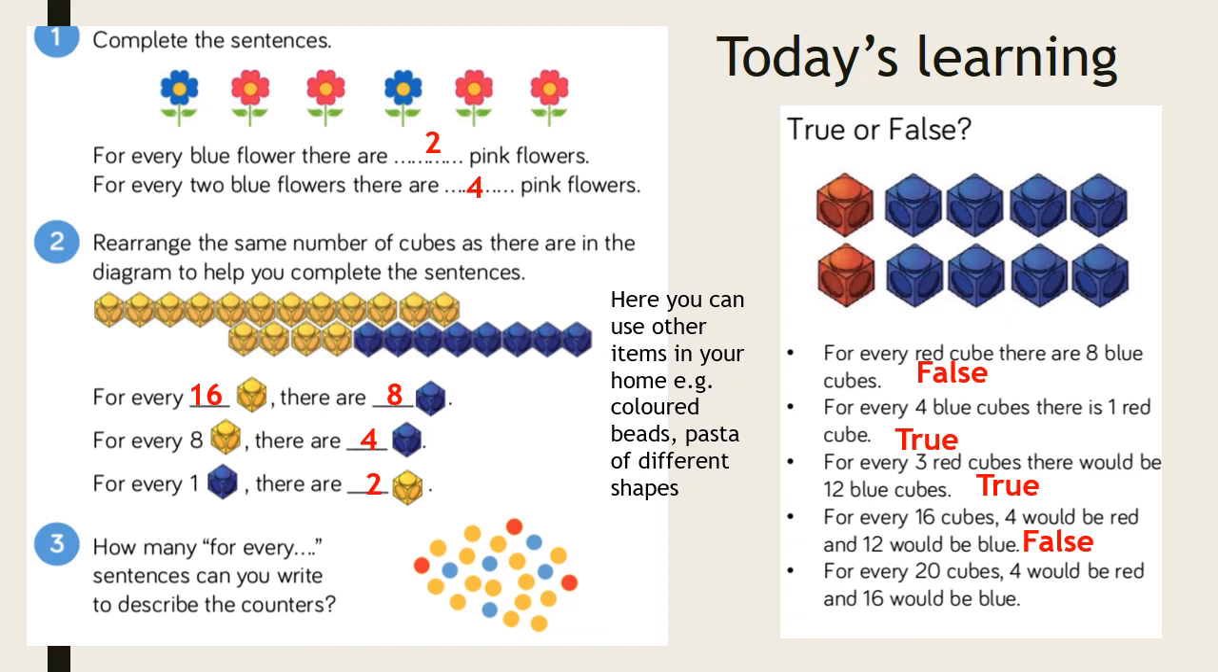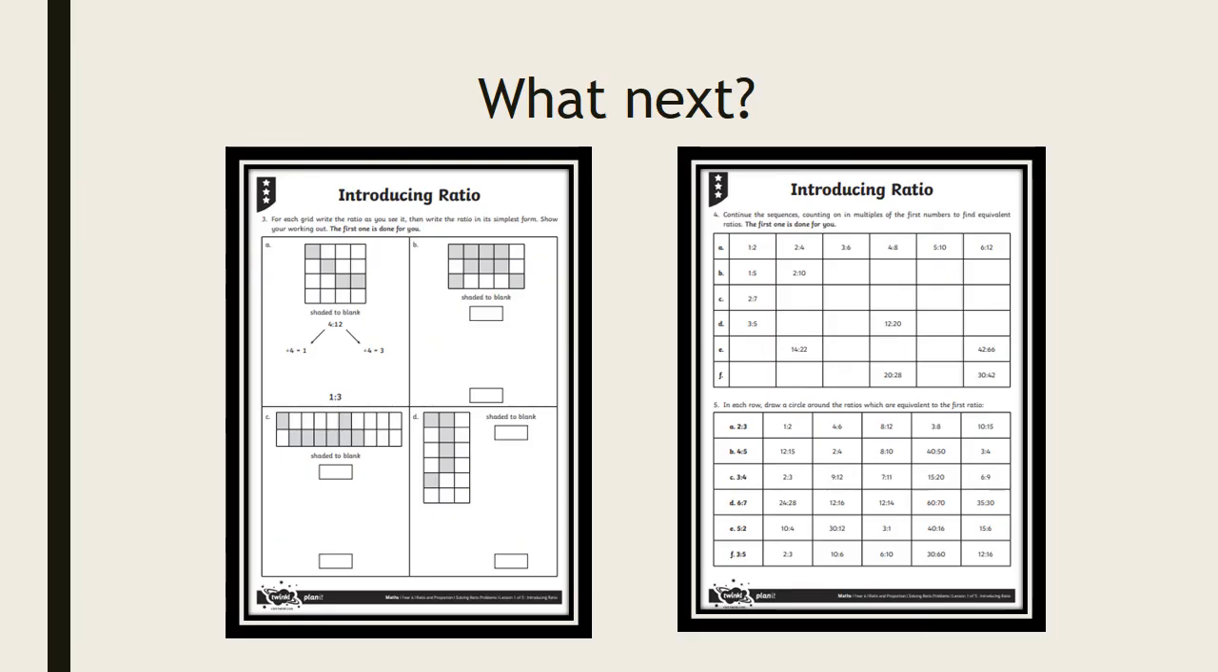And for every 16 cubes, 4 would be red and 12 would be blue. Well, that's not true, because we can see here that out of one group, 1/5 of them are red. 1/5 is red and 4/5 are blue. In that equation, that would be 1/4 is red and 3/4 are blue. And for the last one, for every 20 cubes, 4 would be red and 16 would be blue. That is correct, because that goes with our looking at fifths and looking at it as a whole and dividing it into fractions.